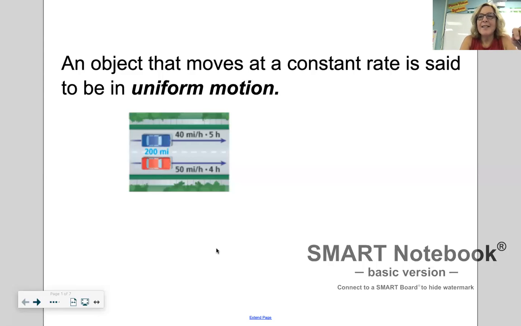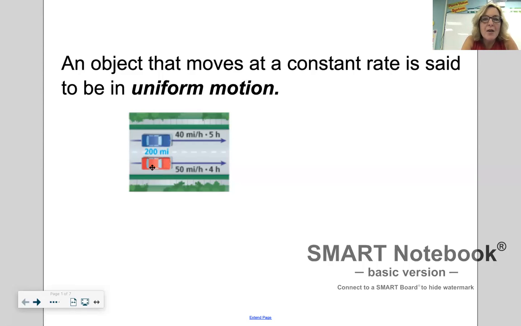So today we're going to continue working with some word problems that we want to use equations to help us solve by creating the equation that matches the situation. So first of all, we need to understand something about motion. It says here, an object that moves at a constant rate is said to be in uniform motion. So look at the image here.